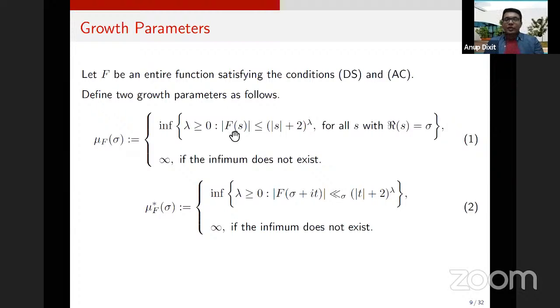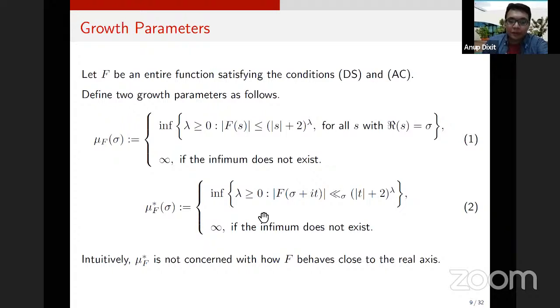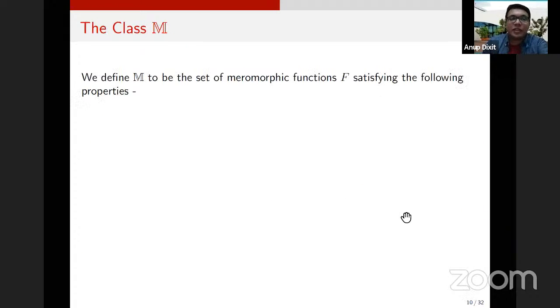So the first parameter captures exactly the growth of it on that entire line. And the second parameter captures what happens eventually. It doesn't really care how large the function is near the real axis. It just cares about what happens eventually to this function. So these are two growth parameters. And now we introduce a new class. Okay, so this is what I just mentioned.